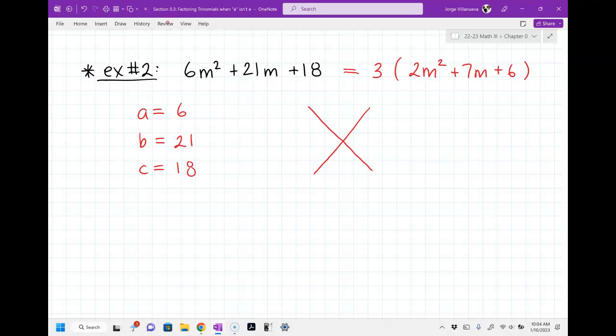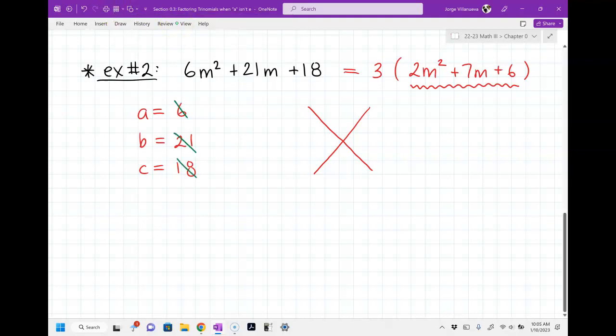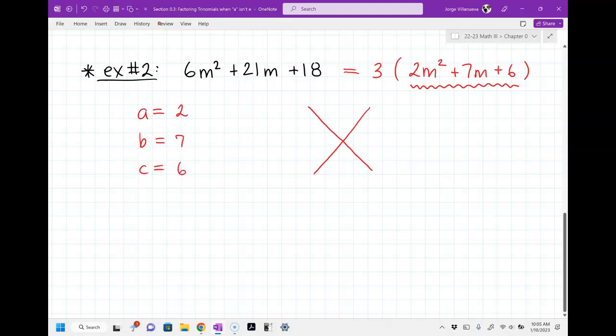Now, look at this piece right here, because the 3 in the front doesn't matter. It does matter for my answer, but it's not going to matter in my process. Now I just got to think about 2m squared plus 7m plus 6. So instead of a equals 6, b equals 21, c equals 18, I'm going to say, nope, these don't look good. I'm going to change it to 2, 7, and 6. Okay, so right now I'll clean it up. I'll rewrite it. I'll erase it. But I was able to get away from that 21 and that 18 by factoring, okay? So 2, 7, and 6.